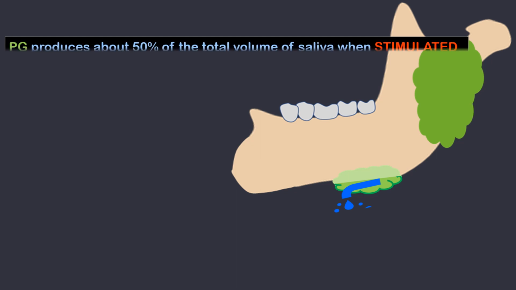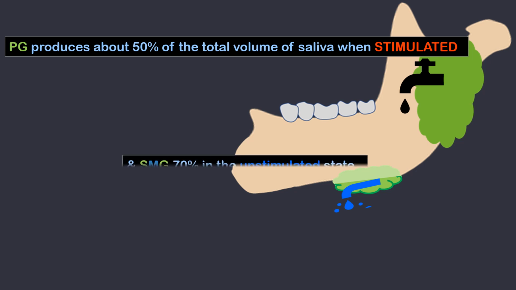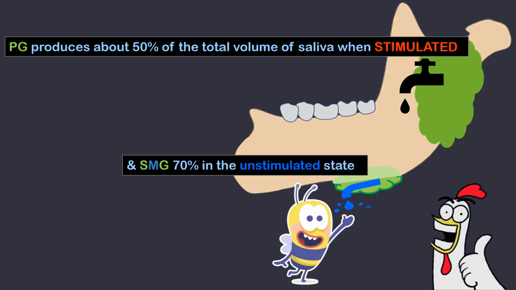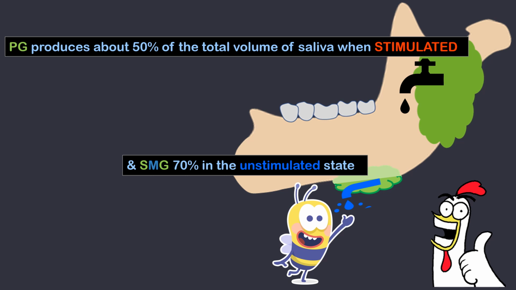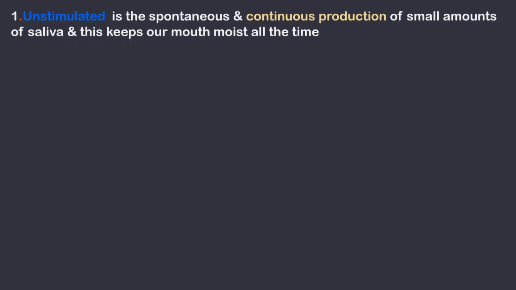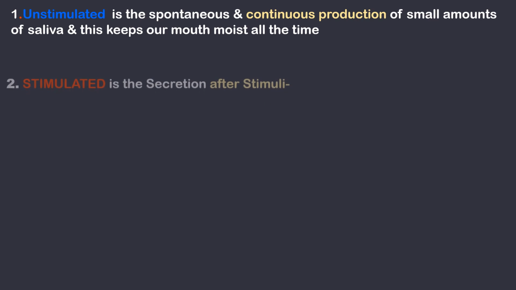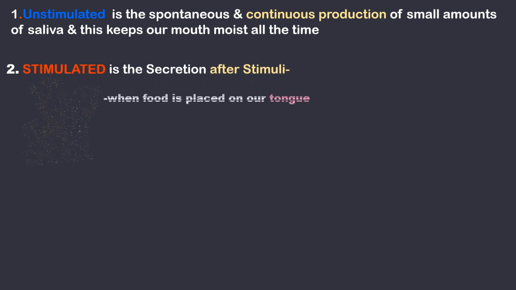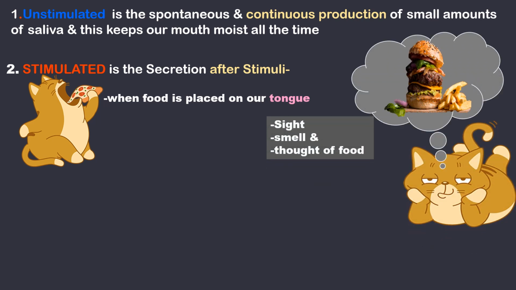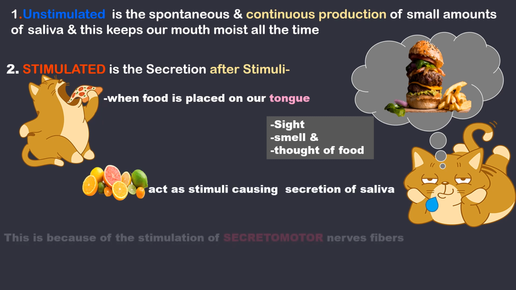Parotid gland produces about 50% of the total volume of saliva when stimulated, and submandibular gland 70% in the unstimulated state. So right now when you're watching this video, your submandibular gland is passively producing saliva. Unstimulated is the spontaneous and continuous production of small amounts of saliva, and this keeps our mouth moist all the time. Stimulated is the secretion after stimuli, like when food is placed on our tongue, the sight, smell, and even thought of food, especially acidic food, acts as stimuli causing secretion of saliva.